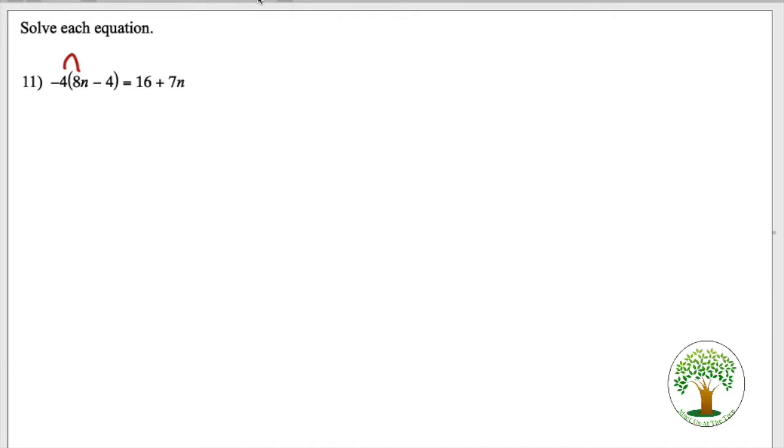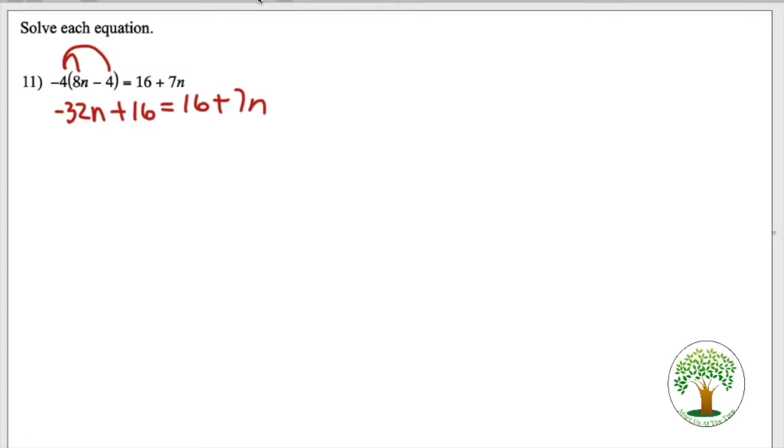What is negative 4 times 8? Negative 32. Careful with this next one. This is a negative and a negative. I have negative 4 and negative 4, so it is 16. It's positive 16. That is the biggest mistake that my students have made in the past, forgetting that it's positive. 16 plus 7n.